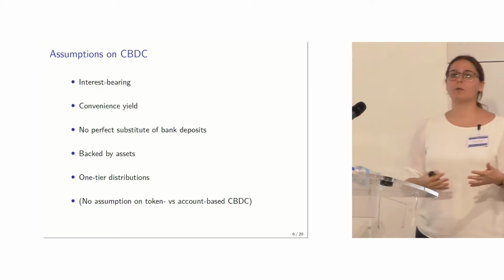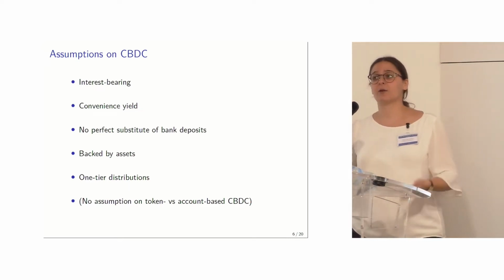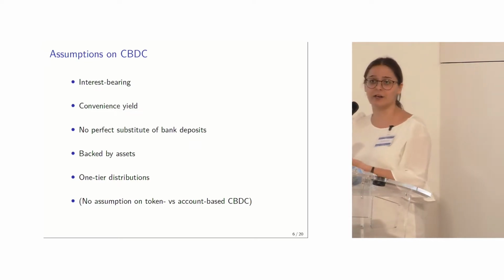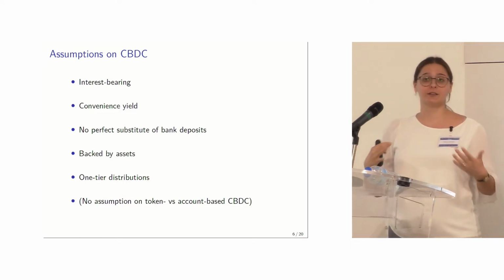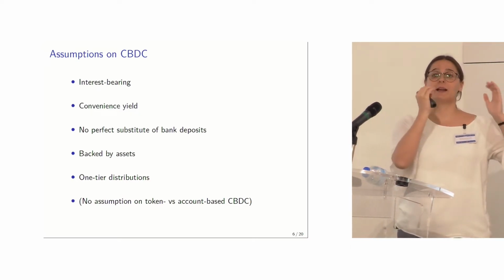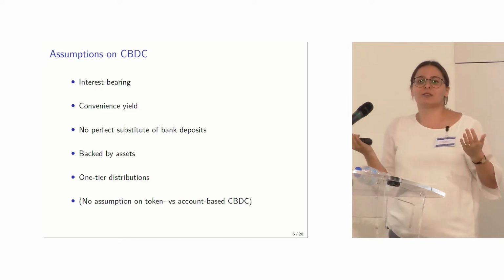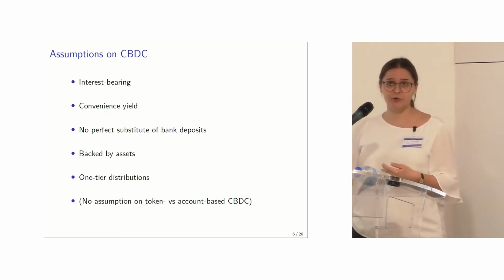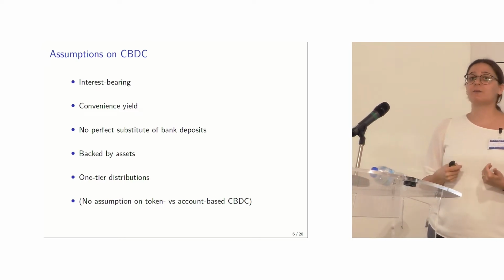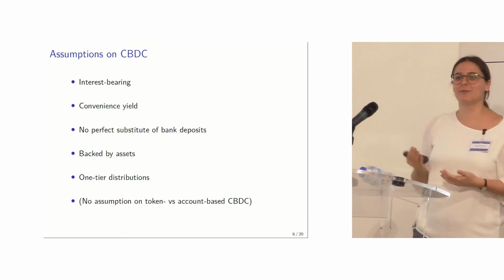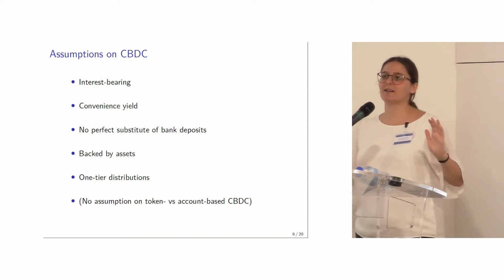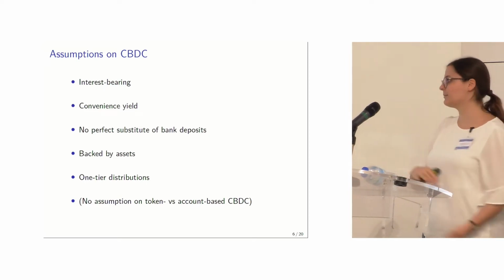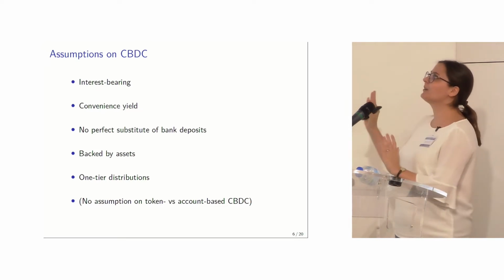Importantly, CBDC will be backed by assets. If we introduce new liabilities into the economy, if we increase the size of the central bank on the liability side, we must do so also on the asset side. And finally, I think it relates to your question, we assume a one-tier distribution. So CBDC is a direct liability of the central bank, and it's distributed by the central bank. But this is just for simplicity in the representation. If we assume a two-tier distribution where the commercial bank intermediates the distribution of the CBDC, nothing is going to change in the model. It's just more difficult to represent. At equilibrium, everything will remain the same. And finally, we don't make any assumption on the design of CBDC in terms of token based, asset based, online, offline. Okay, so this is our CBDC.